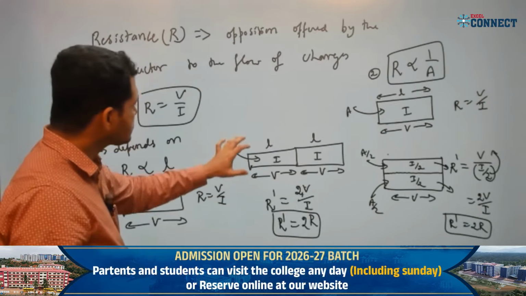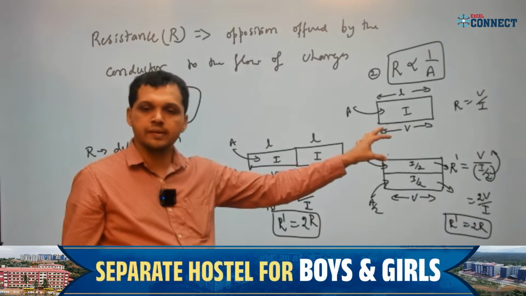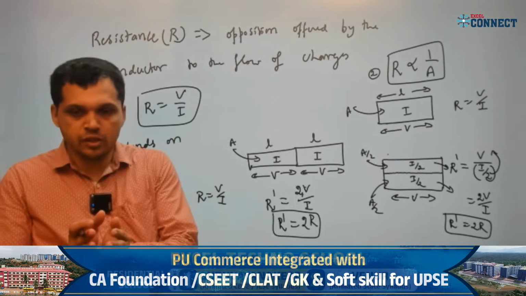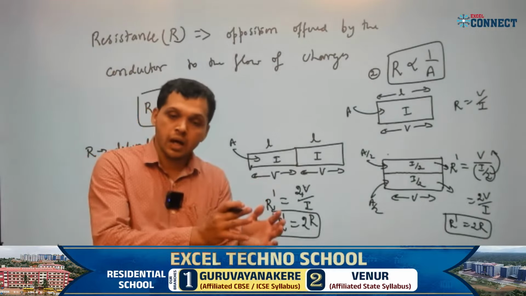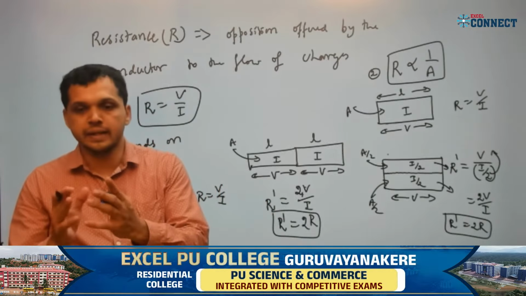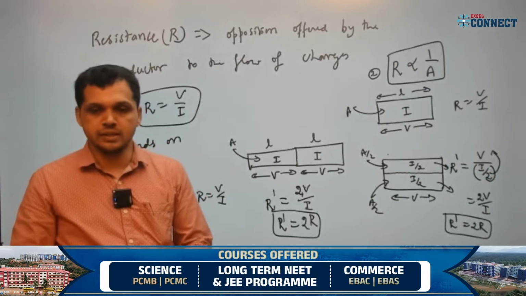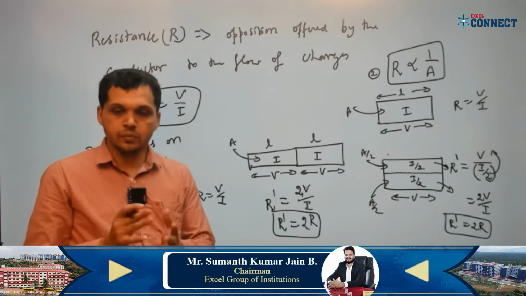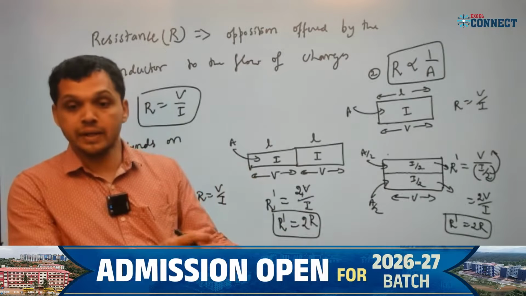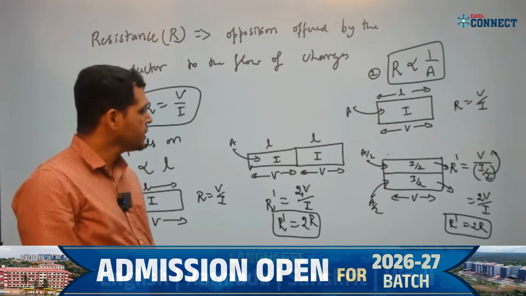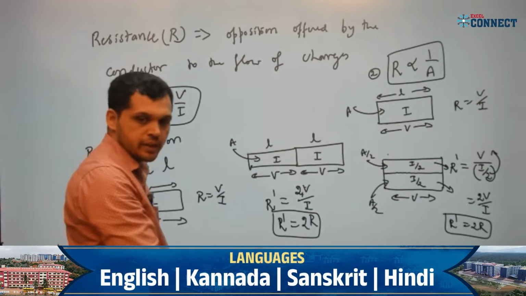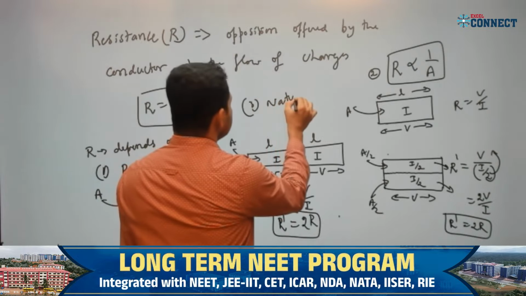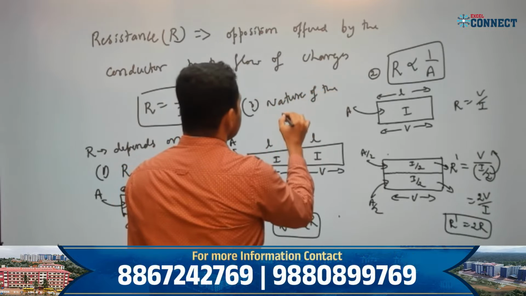Another dependence of resistance is the nature of the material. For example, the resistance of copper, aluminium, and other materials like gold and silver differs. From metal to metal, electrical resistance varies. That means electrical resistance depends on the nature of the material. That is the meaning of the third point: nature of the material.